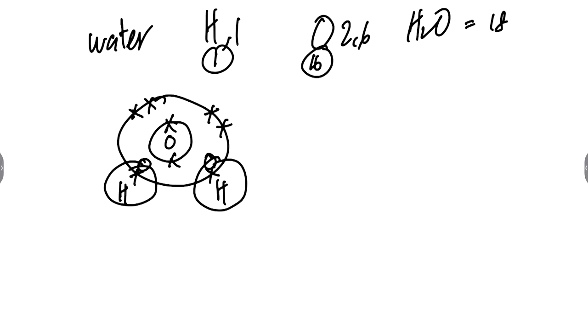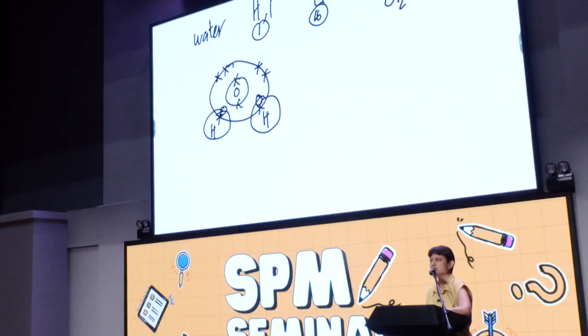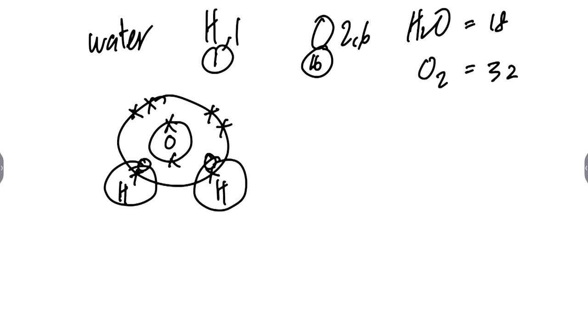Now, oxygen gas is O2. What is the molar mass for oxygen gas? 32. Because 16 times 2 is 32. Okay. Now, I want you to think logic. Siapa lebih berat? Oxygen ke air? Oxygen. Oxygen is heavier than water. But although oxygen is heavier, which one is liquid? Oxygen or water? Why? It doesn't make sense.